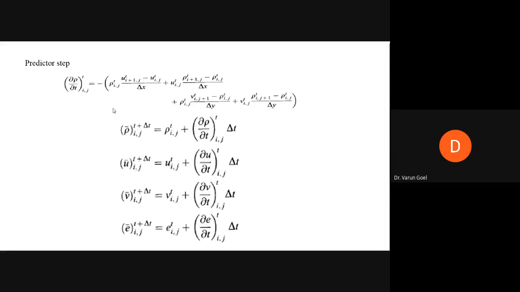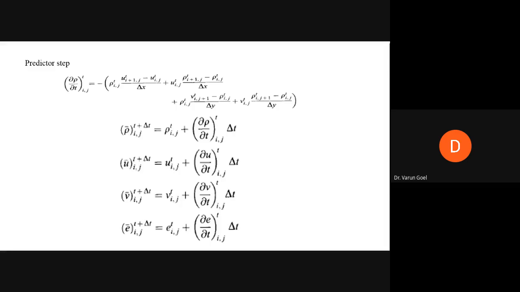So in this, what we do, we divide this problem into two steps. You can say a predictor step and a corrector step. It means initially we predict something at a time level t, then we correct at a certain time level, and this will help us in getting the solution with the help of this simple equation.